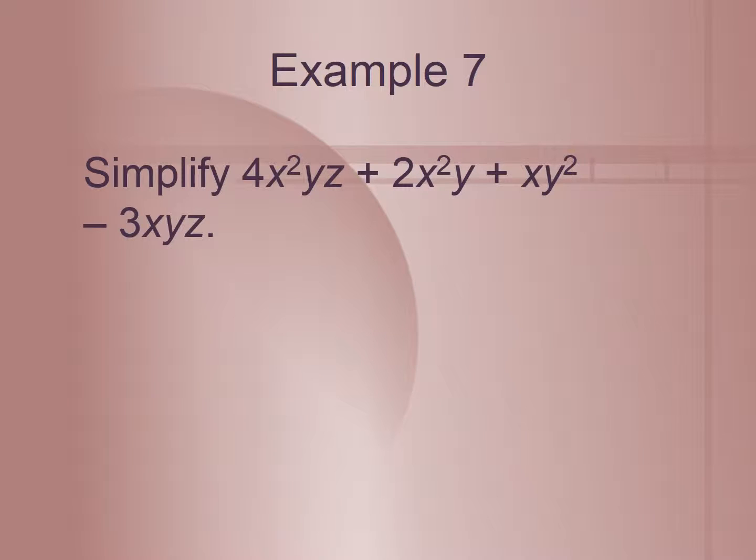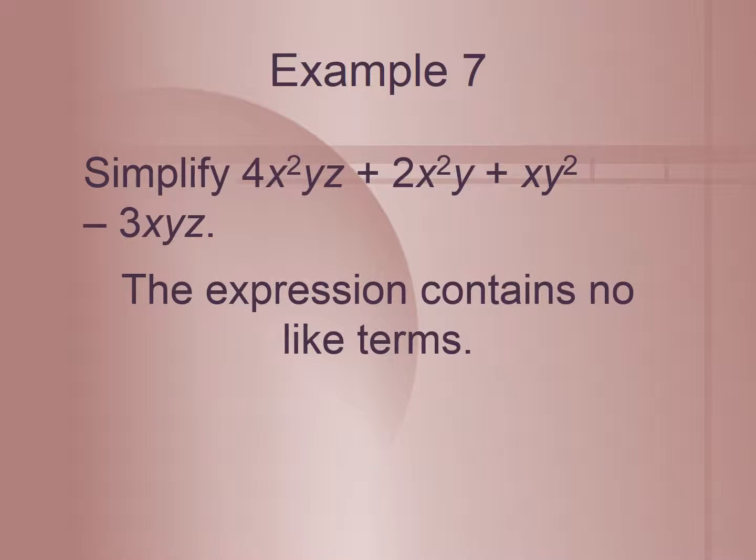Let's try this one. 4x squared yz plus 2x squared y plus xy squared minus 3xyz. In this one, there are no like terms, which means that you can't combine anything. So this cannot be simplified.